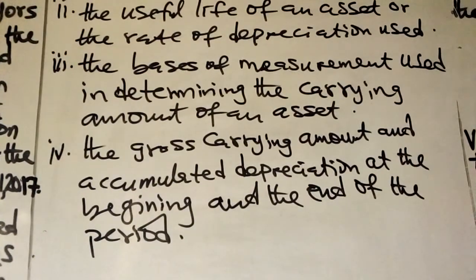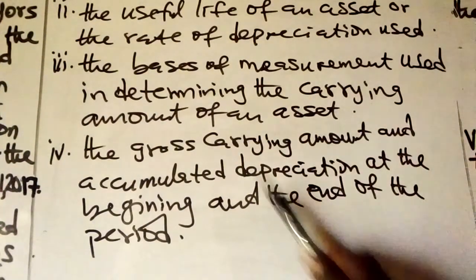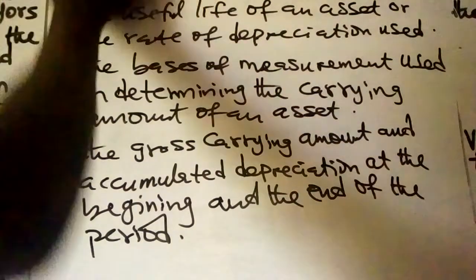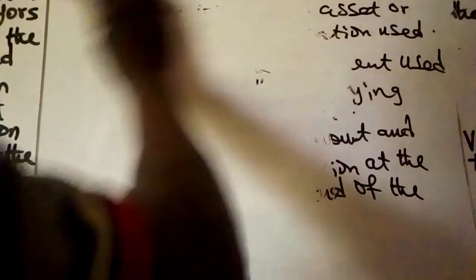Then the gross carrying amount and accumulated depreciation at the beginning and the end of the period must be disclosed. These are the information that must be disclosed by way of note in relation to the property, plant and equipment in accordance with IAS 17.